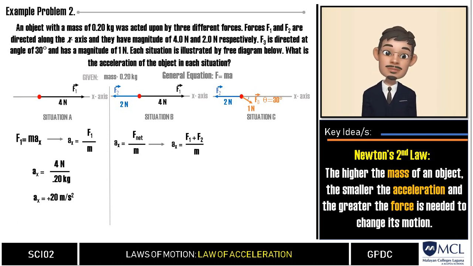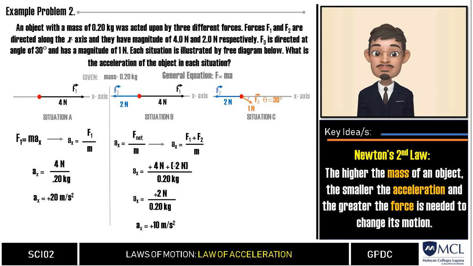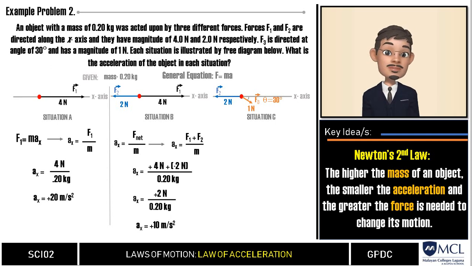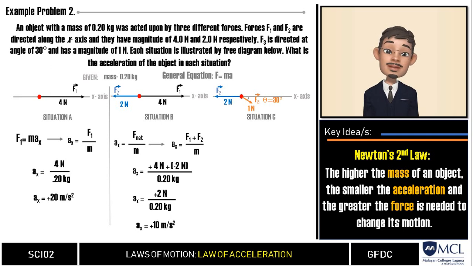Let us substitute the values. F sub 1 is equal to positive 4 newtons plus our F sub 2, which is negative 2 newtons. This is negative because it is found on the negative side of our x-axis. Therefore, our resultant force is positive 2 newtons over mass, which is 0.2 kilograms, and we will yield an acceleration of 10 meters per second squared. Still, the object, after it is acted upon by two opposing forces, accelerates 10 meters per second squared in the positive direction of the x-axis.